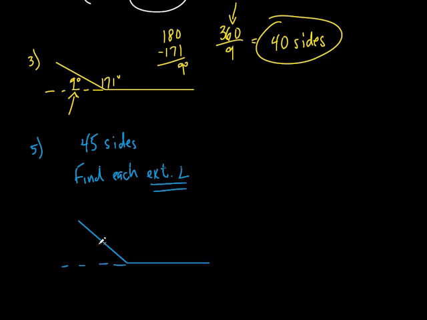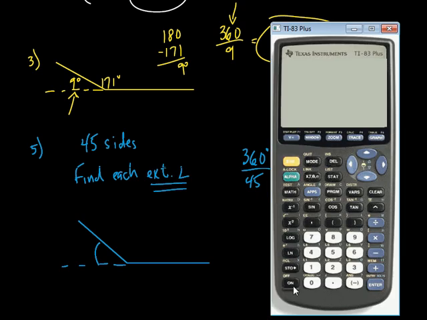I want to find this angle right there. I want to find each exterior angle. And I know I have 45 sides, so Lauren, tell me, what am I going to do? 360. You got it. So it's 360 degrees. I know all 45 of these angles add up to 360 degrees, don't I? So I take 360 and I divide it by 45, and I get whatever that is. I don't know, 8. Okay, let me just do it. Oops. 360 divided by 45.